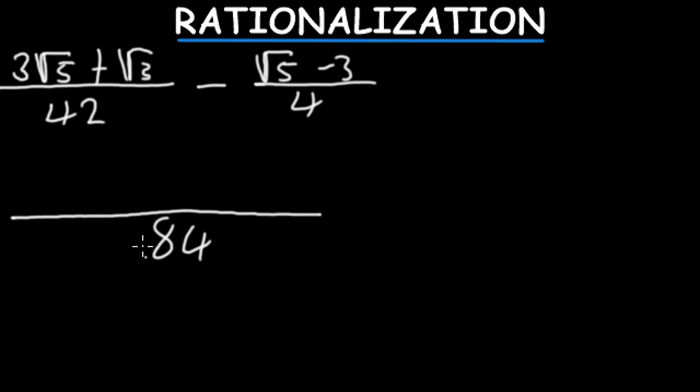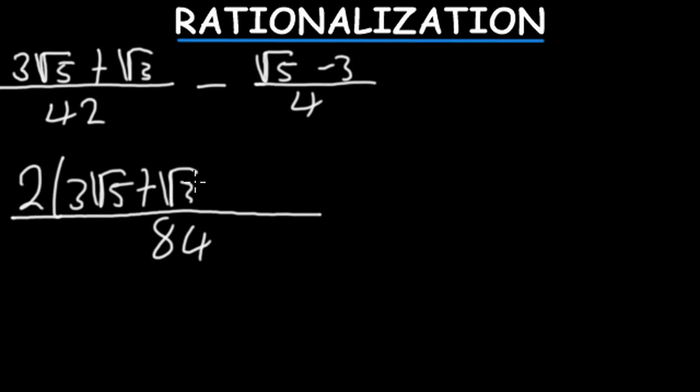So 84, 42 in 84, that's 2. So we are multiplying 2 with 3 root 5 plus root 3, and close bracket, minus 84 divided by 4. 84 divided by 4, that's 21. It means we are multiplying 21 by, let me expand this a little bit, square root of 5 minus 3.